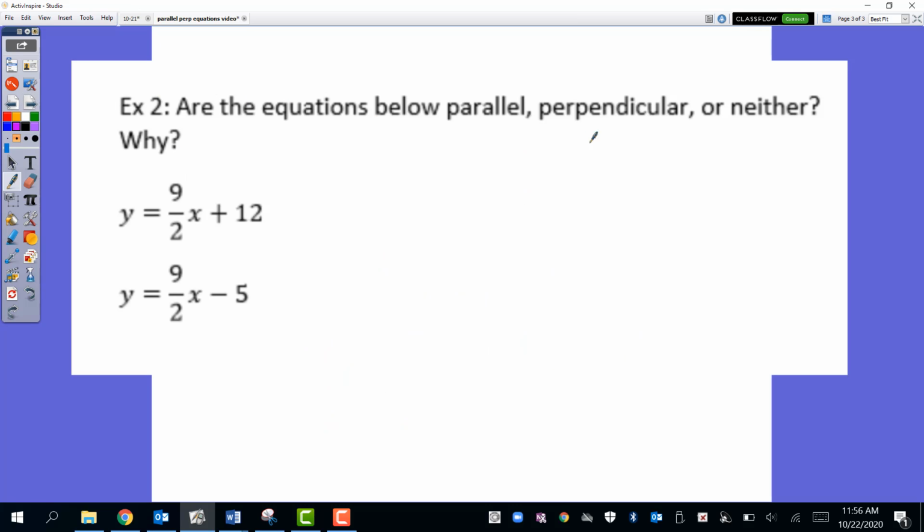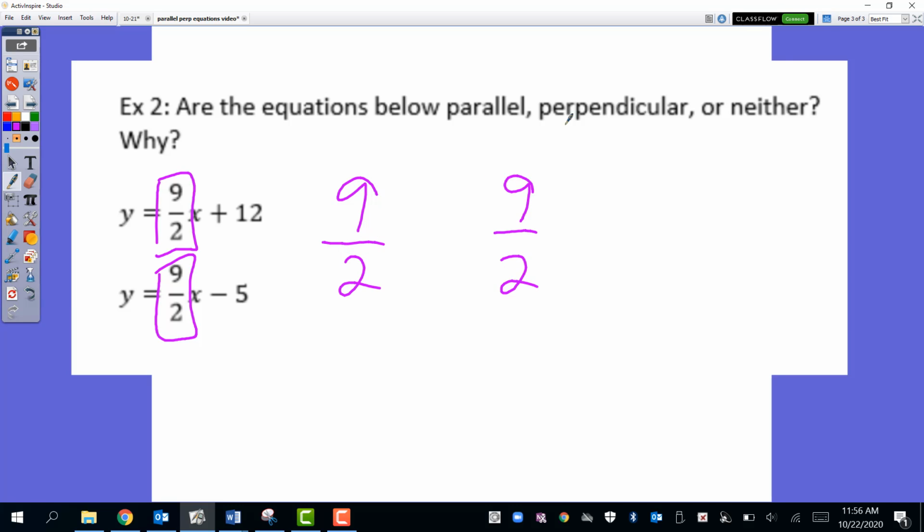All right, second one, same question. Are they parallel, perpendicular, or neither? Again, I am only looking at the slope, which is the number next to x. So the first one was 9/2, the second one was 9/2. Are they parallel, perpendicular, or neither? Well, these are exactly the same number, so that means they should be parallel.